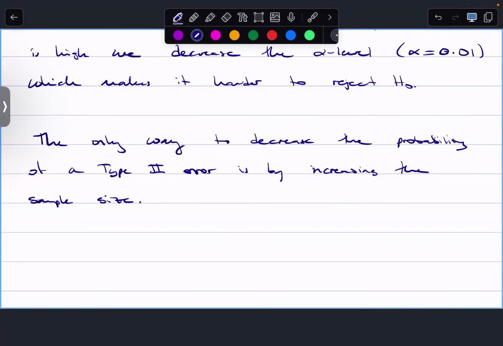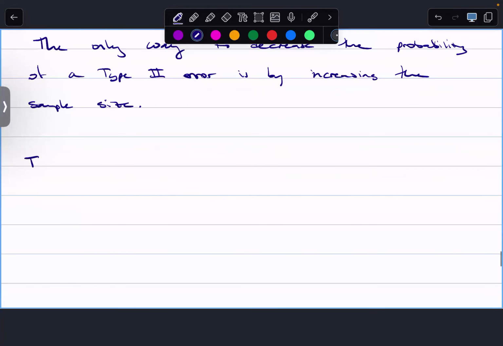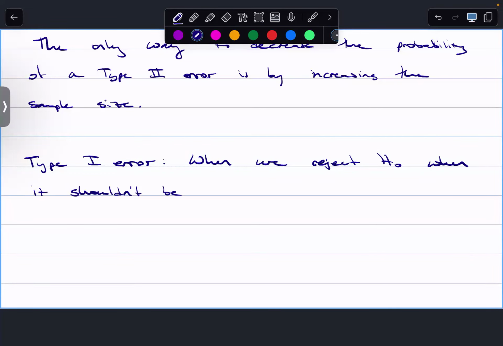But I guess I should summarize in words. Probably should have done this before talking about the probabilities of them. A type 1 error is when we reject H0 when it shouldn't be rejected.